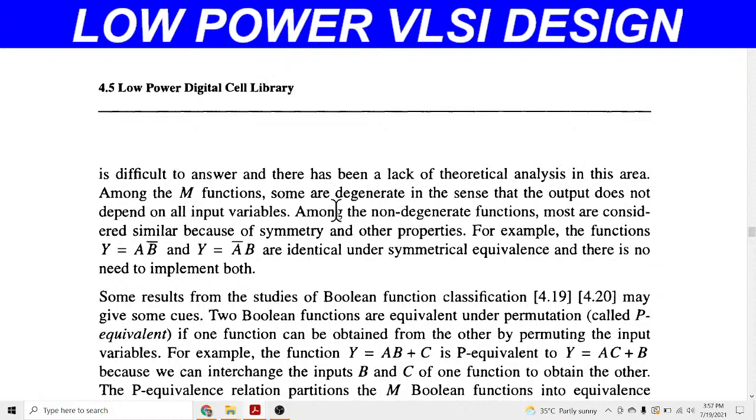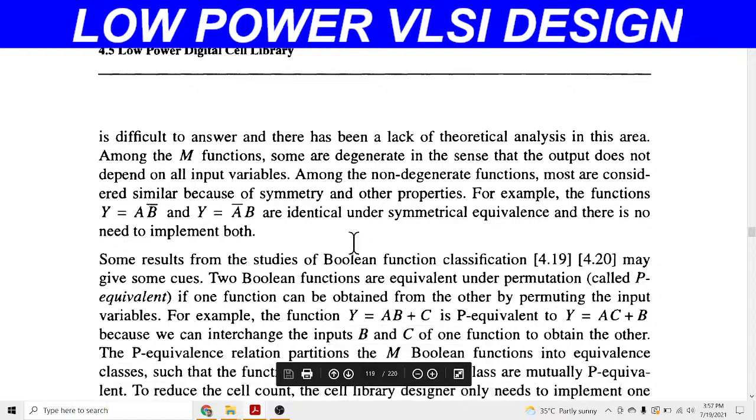So there are some properties of Boolean functions that can be used here. Suppose there are two-input Boolean functions, one is y equals a b bar and another one is y equals a bar b. These are identical forms of the Boolean function. So it is not required to implement both of these Boolean functions in the cell library. We can implement only any one of them, and by using this symmetrical equivalence, we can use the same cell for the other Boolean function.